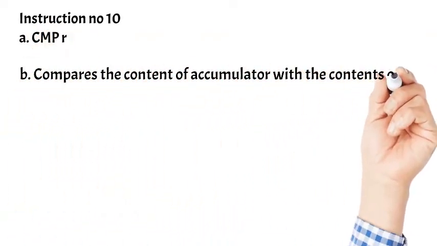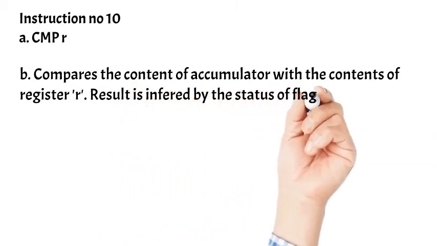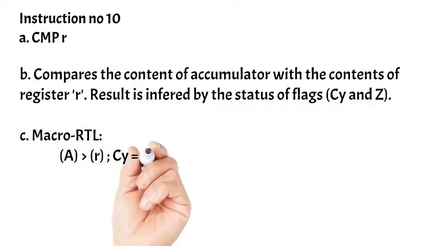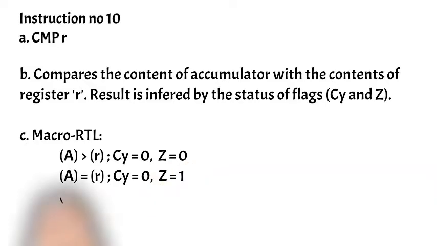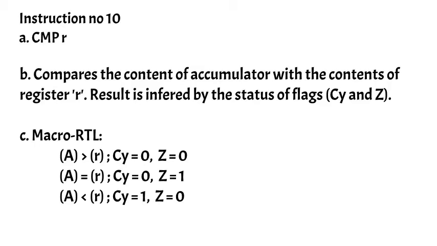What this instruction does is compare the contents of the accumulator with the contents of a register, and the result will be inferred by the status of the flags. If A is greater than R, then carry and Z will be 0. If A is equal to R, carry will be 0, Z will be 1. If A is less than R, carry will be 1, Z will be 0. There will be no effect on the contents of the accumulator and the register.